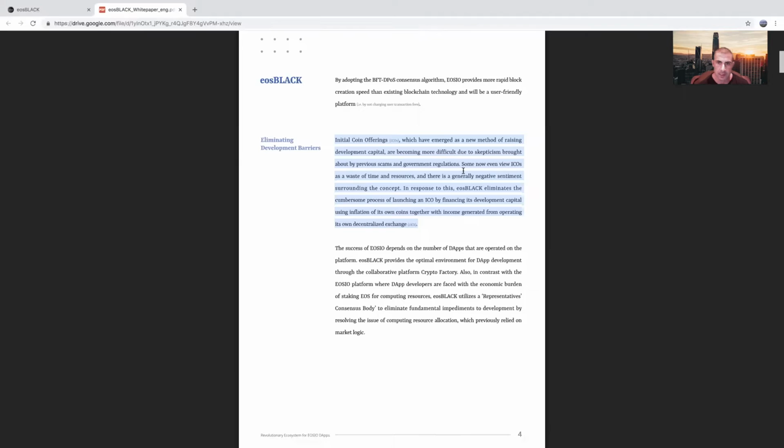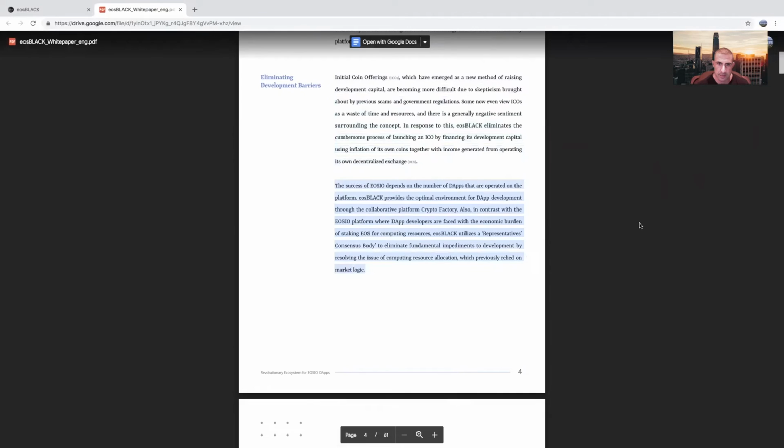ICOs have emerged as a new method of raising development capital and are becoming more difficult due to skepticism brought about by previous scams and government regulations. Some even now view ICOs as a waste of time and resources, and generally there's a negative sentiment surrounding the concept. In response to this, EOS Black eliminates the cumbersome process of launching an ICO by financing its development capital using inflation of its coins together with other income generated from operating its own decentralized exchange. So essentially they're going to be taking DApps in the EOS ecosystem and incubating them, helping them grow and come to fruition. And of course, they're going to be dropping to their token holders, and they're going to finance that through some of its development capital, as well as operating its own decentralized exchange.